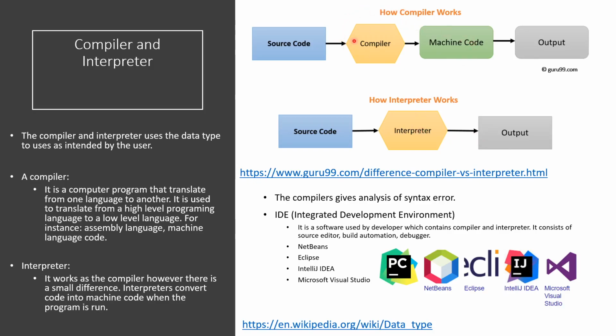With compilers, you need to write the whole program, and it will check all the lines, compile, and show you the errors if you have errors. An interpreter goes line by line and executes the instructions. Here the compiler gives you an analysis of the syntax errors. This is just extra information.